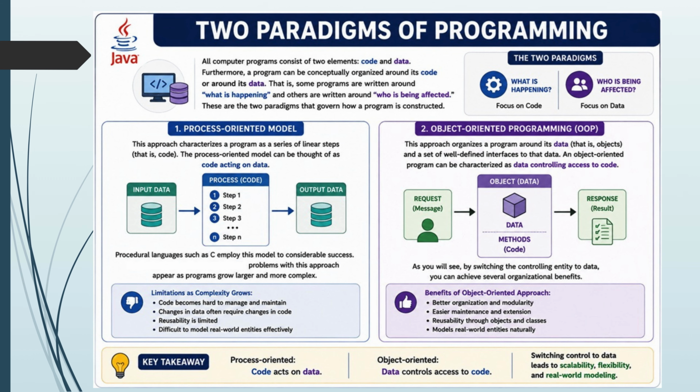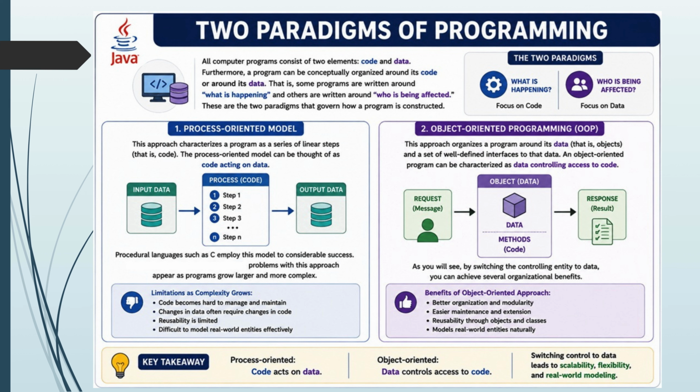Two paradigms of programming. All computer programs consist of two elements, code and data. Furthermore, a program can be conceptually organized around its code or around its data. That is, some programs are written around what is happening, and others are written around who is being affected. These are the two paradigms that govern how a program is constructed. The two paradigms: what is happening? Focus on code. Who is being affected? Focus on data.